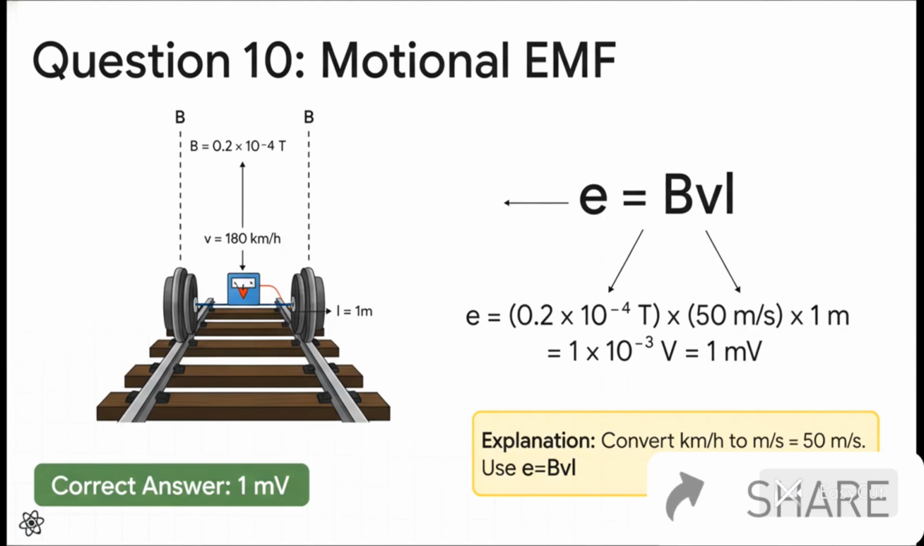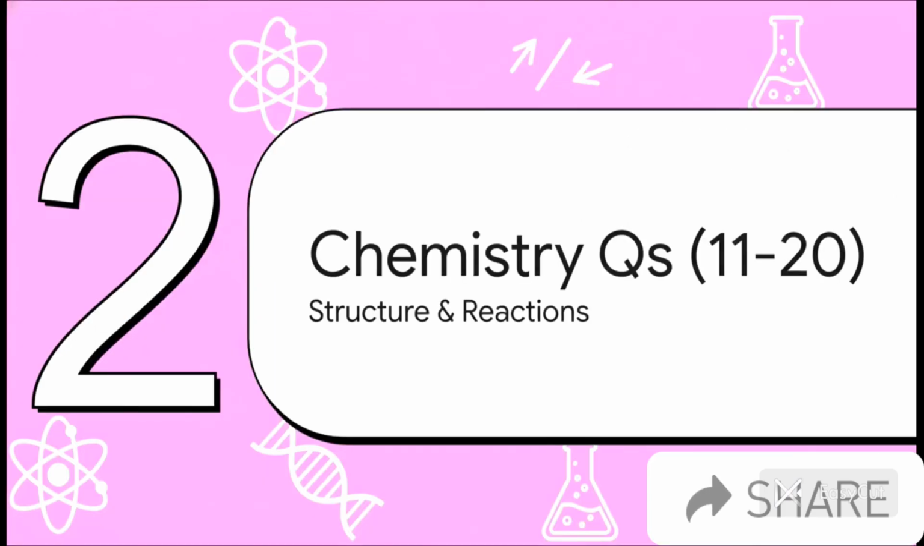The correct answer is D, 1 millivolt. This is a motional EMF problem. The formula itself is super easy. E equals B times V times L. But, and this is the big but, here's the trap everyone falls into. You have to convert that speed from kilometers per hour to meters per second before you do anything else. Don't forget that step.